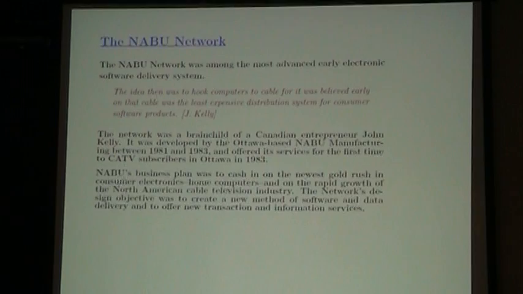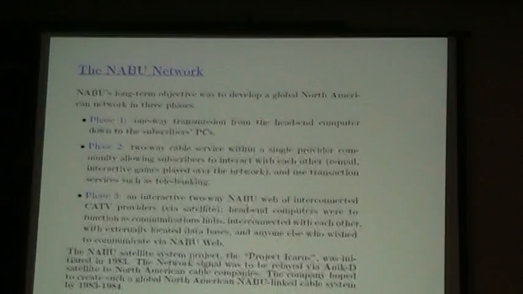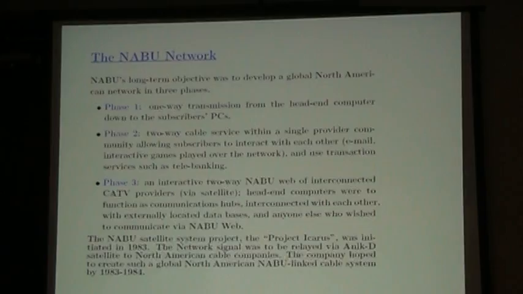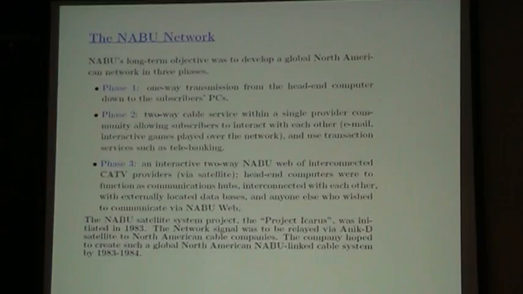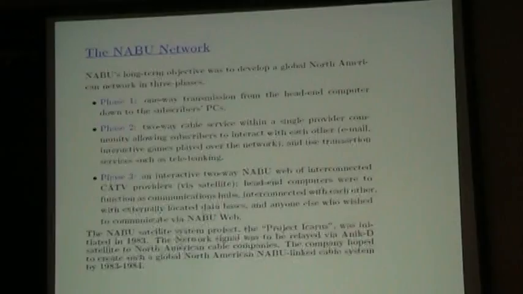So what NABU wanted in the first place, they had a three-stage plan. In stage one, they wanted to have users connected to the network locally. So there would be a TV cable provider that would be taking care of all the application programs for you. I will show you briefly the architecture of that in a moment. But think about the cable TV provider having some sort of server and serving all the programs and services that you may need to your personal computer. But everything would be local and only one way, so you could receive, but you could not send anything.